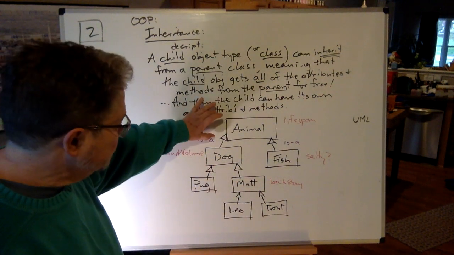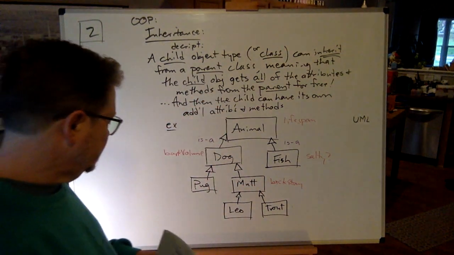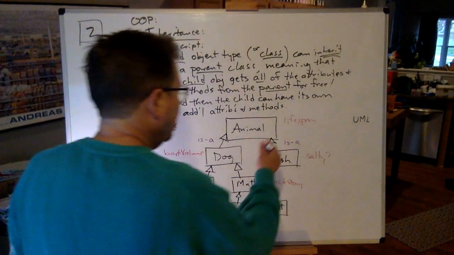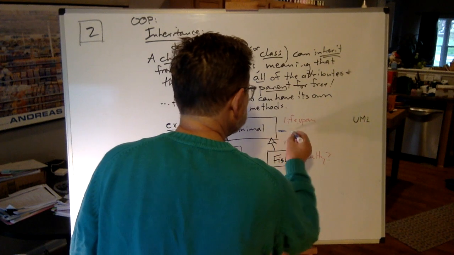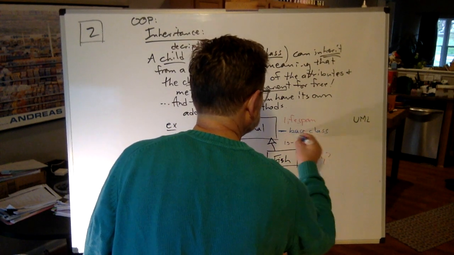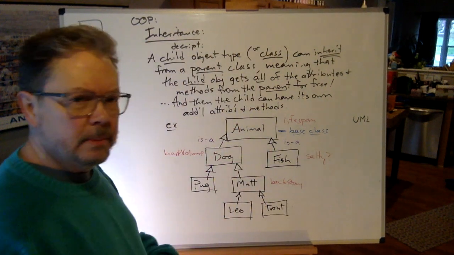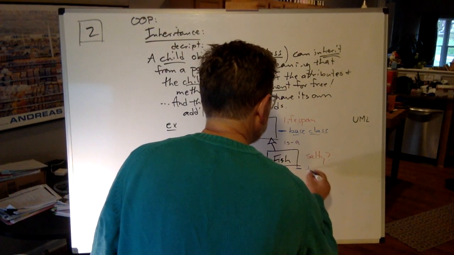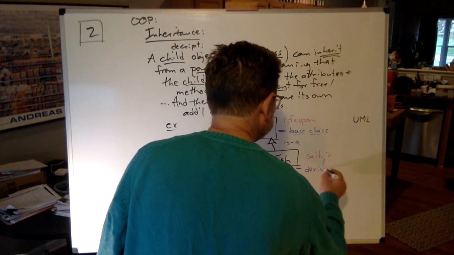So we've got the base class. I'm going to label these. Another color switch. Animal, for this example, is a base class, meaning it's going to be somebody's parent. And fish is an example of a derived class.